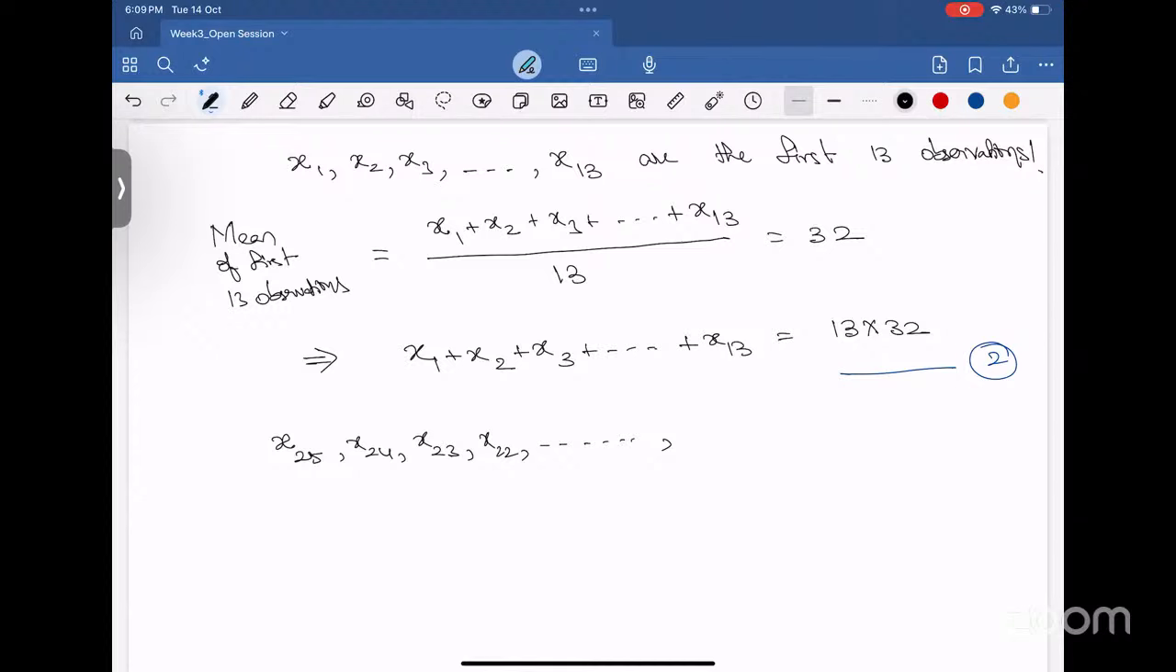X14 or x13? We will reach x14 and x13. So these will be the last 13 observations. You can count 13, 14, 15, 16, 17, 18, and so on till 25, and you will reach 13 observations. So these are the last 13 observations. And the mean of the last 13 observations is also given to us.